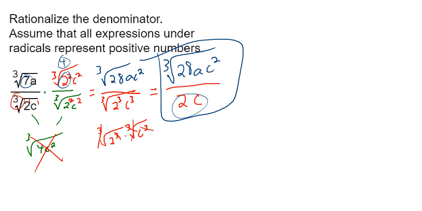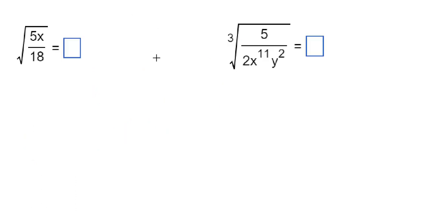All right, let's try another one. Okay, so we're back to a square root. Let me just explain what my hesitation is here. This square root applies to the top and bottom, right? So we get square root of 5x over square root of 18. So we do need to rationalize this denominator, just like the previous problems.